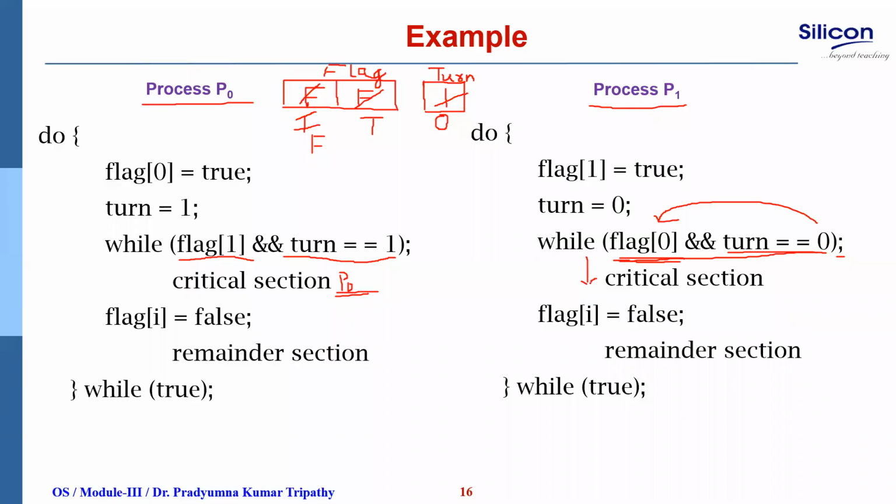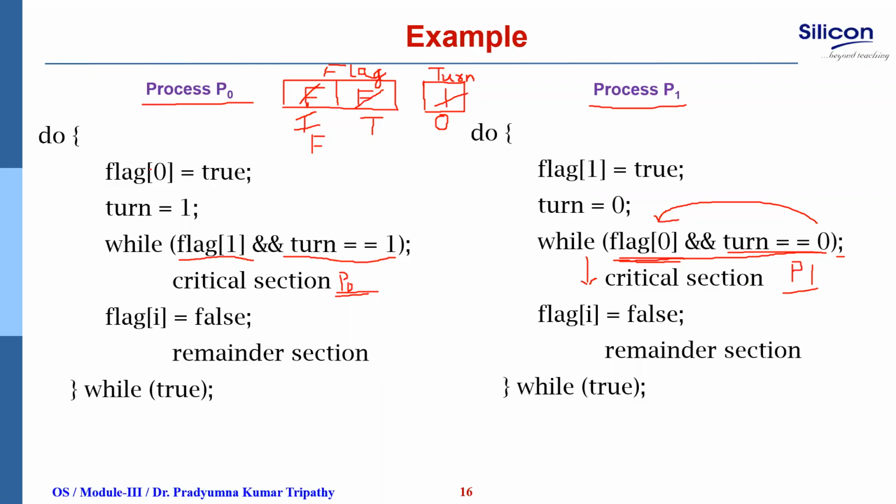So P1 is executing in its critical section now. Is that clear? Suppose P1 is executing in its critical section. At the same time, P0 wants to enter.